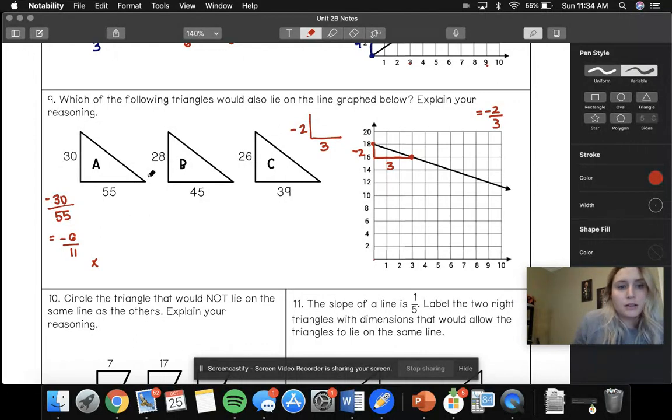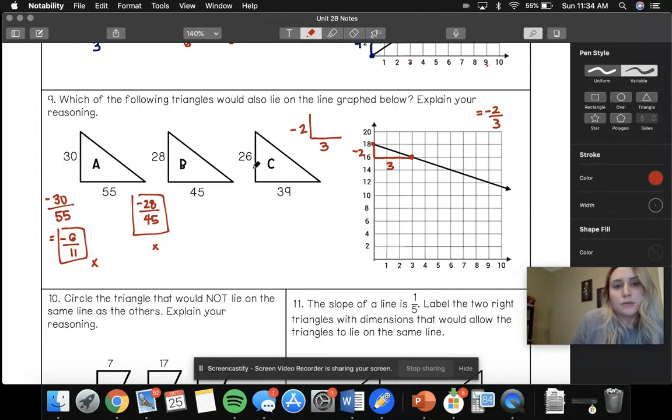For B, it looks like it goes down 28, so I'm going to show negative 28, and it's going to go to the right 45. So then I'm going to do negative 28 ABC 45, and I get the same exact thing, so it cannot be simplified. This one does not match the same slope as the line, so it should hopefully be C, but we should check to make sure.